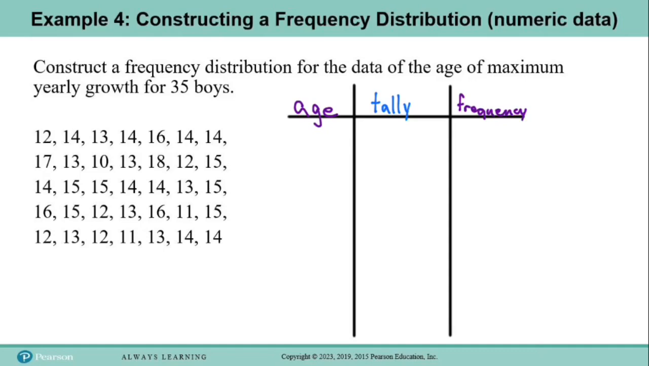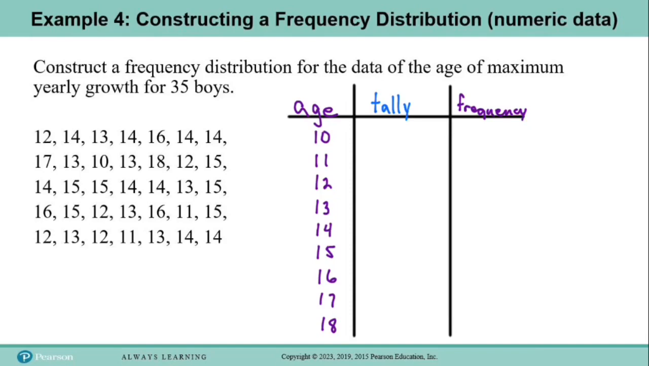So let's look through this table and just find the smallest number. I see a 10. 10 looks like maybe the smallest number that we have. And then what is the largest number? I believe the largest one I see is 18. Okay, so I'm going to put ages in the left column that go from 10 to 18.